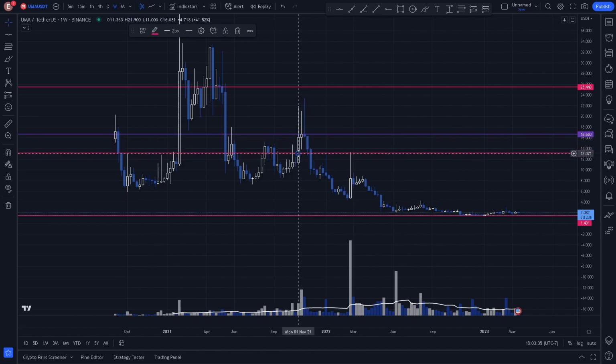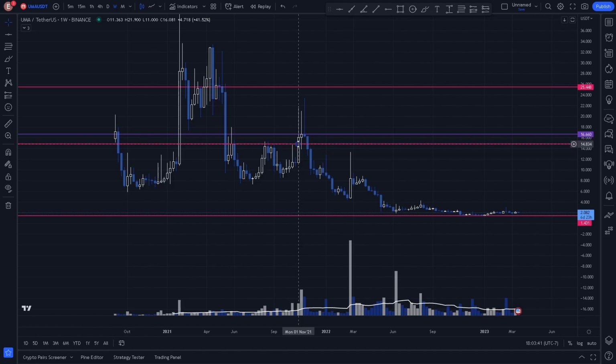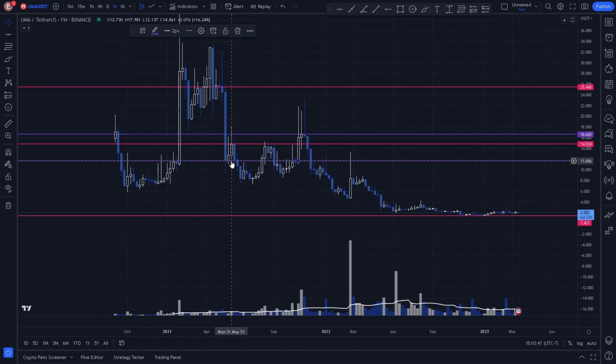Now, we're going to go ahead and fine tune this monthly key level to the candle bodies here. And we can go ahead and plot a weekly key level right here. So we see multiple reactions acting as resistance and support.